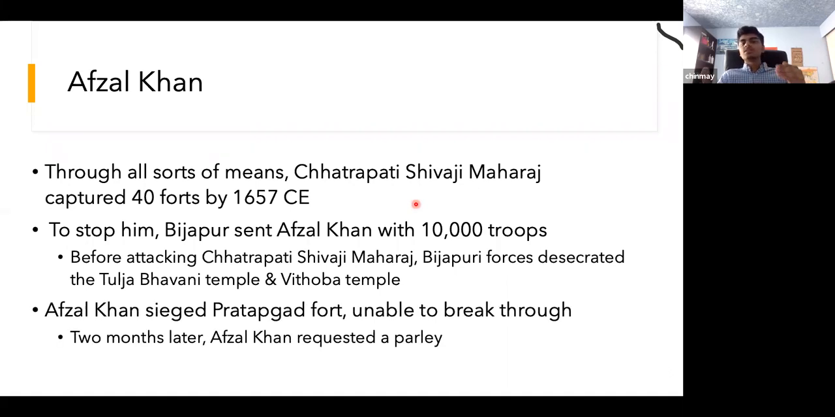So Shivaji, once he heard about Afzal Khan, outmaneuvered Afzal Khan and took refuge in Pratapgarh fort. And Afzal Khan, upon hearing that Shivaji was in Pratapgarh fort, besieged it and was unable to break through the fort. This continued for 2 months until Afzal Khan requested a parley, a meeting in which Afzal Khan and Shivaji would meet and come to some sort of agreement. Shivaji accepted.